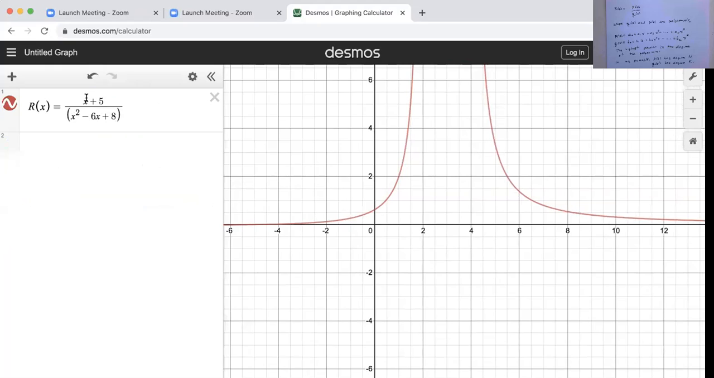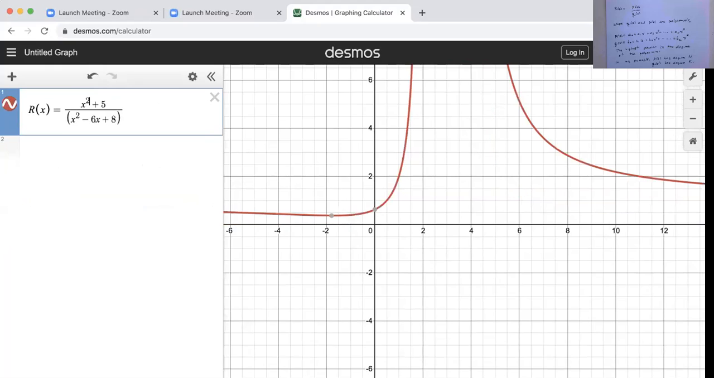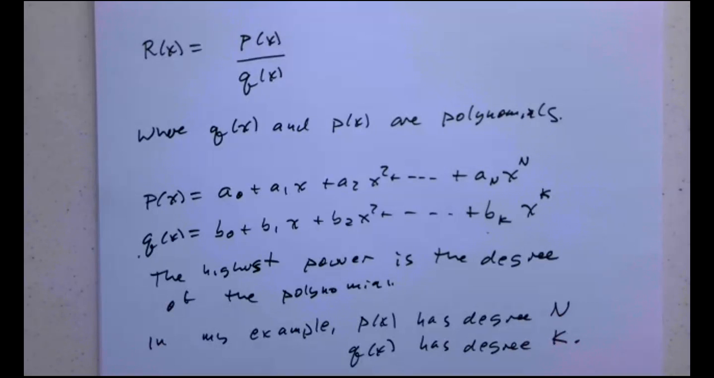If I change the degree of the top to be the same, I have a different horizontal asymptote, no longer y equals 0. But if the degree of the bottom is bigger than the degree of the top, then I always have a horizontal asymptote at y equals 0. What is our next question?